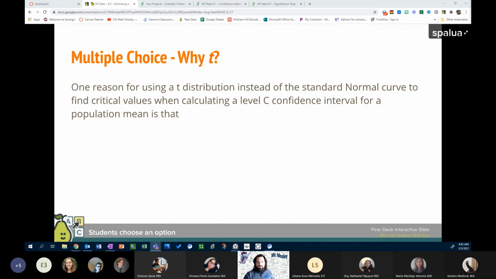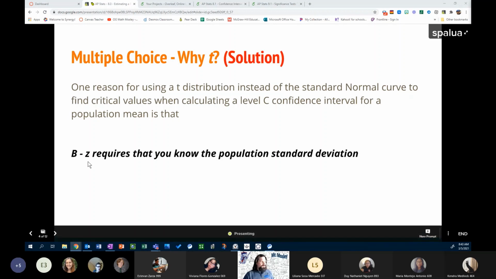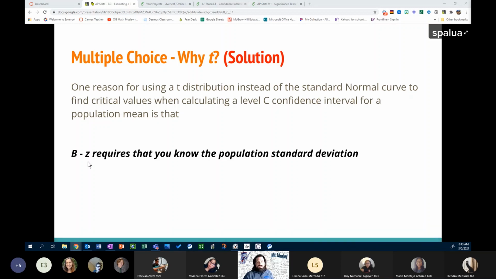Alrighty, so it appears as though the most popular answer is the correct answer. As far as the most popular answer chosen here, we have 5 students who selected it. And that answer is B. Z requires that you know the population standard deviation, which is why we cannot use a z-score. We don't know the standard deviation of the population, so we use an alternative, the t-value.